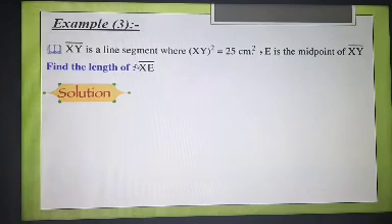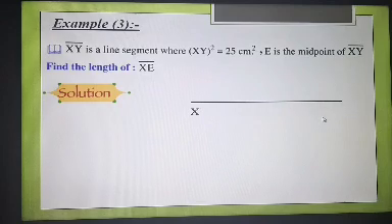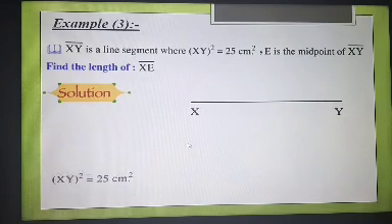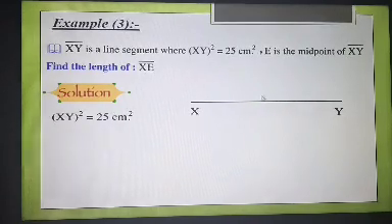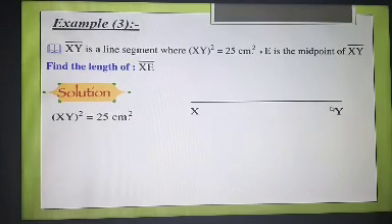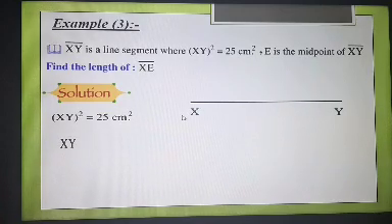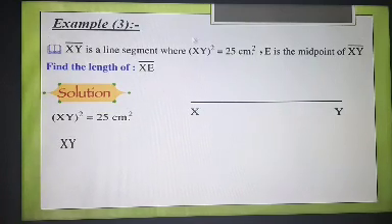ايه الكلام ده؟ هنرسم مع بعض كده لاين سيجمنت ونسميها XY. طب وبعدين؟ بيقول لي ان الاي هنا ميد بوينت، يعني الاي موجوده في النص كده بالظبط in the midpoint between X and Y. انا عايز اعرف اللينث from E to X، يا ترى هيبقى قد ايه؟ في الاول هقول له كده انت مديني XY سكوير بكام؟ 25. طب انا محتاج اجيب اللينث بتاعت مين؟ XY.